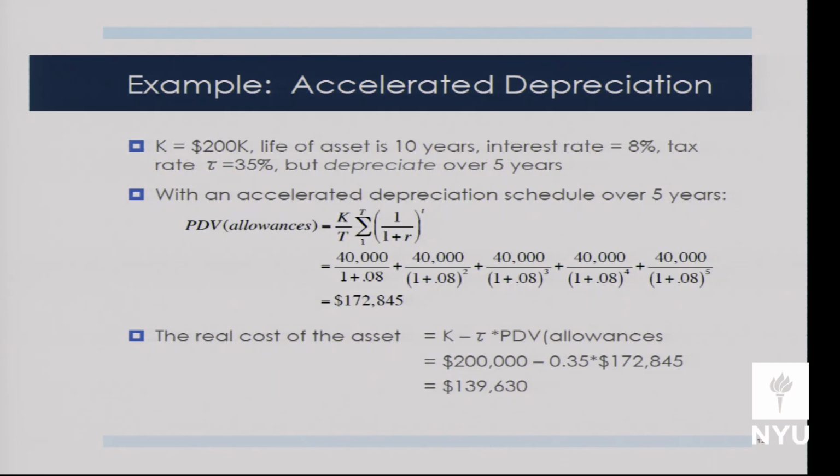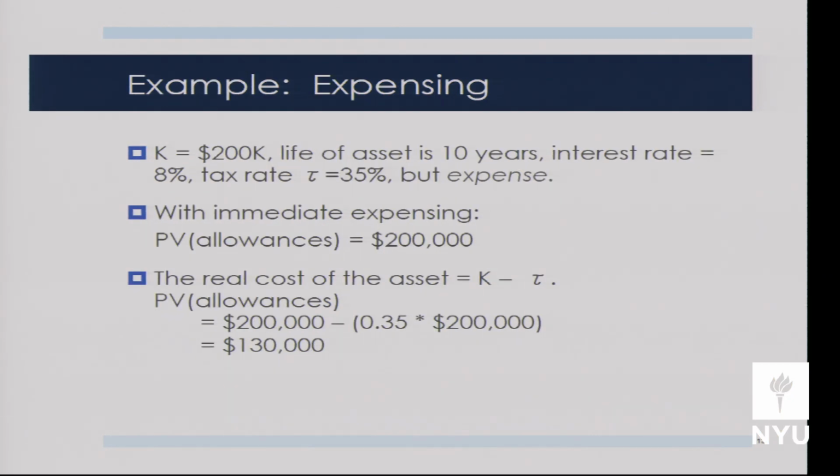This is economic straight line. This is accelerated straight line. Let's say the government says, that's it. You know what? We're going to make this deal as sweet as it can be. You can deduct the full $200,000 this year. That's the best of all deals, right? Because what's the PDV of $200,000 this year?